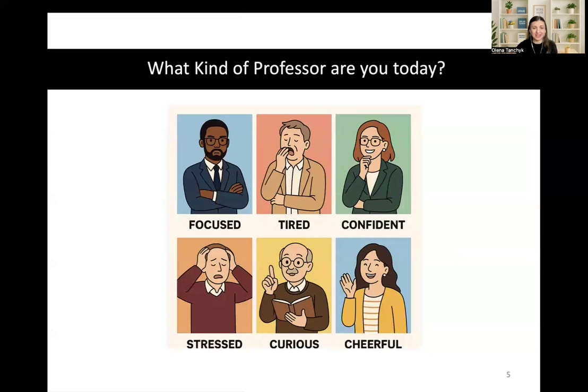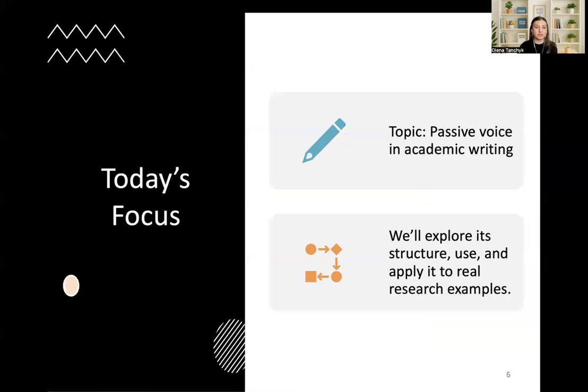There is no right or wrong answer here, and I just want to check in with you, and it's totally fine to feel any of these emotions or even a mixture of them, or maybe you will answer in a different way. All right, so thank you for sharing, whether you're feeling tired or curious or happy or anything else. I'm really glad that you're here. So today we are focusing on one grammar structure, and let's dive in.